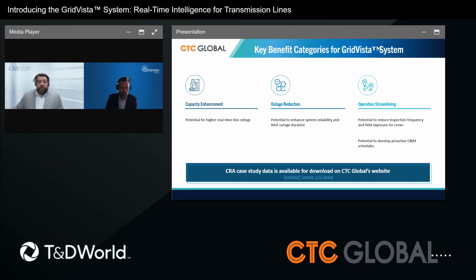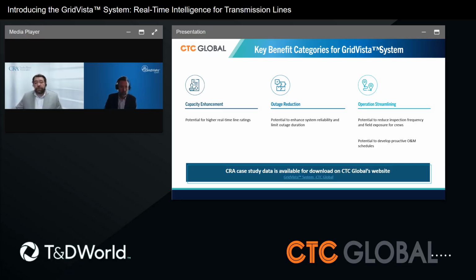So, moving into those 3 key areas that we were really looking at, the benefit categories. When going through the analysis, the CRA team identified the potential for significant impacts from the use of GridVista in those 3: capacity enhancement, outage reduction, and operation streamlining. With capacity enhancement, the potential for higher real-time line ratings is a big game changer. Outage reduction also has a potential to enhance system reliability and limit the outage duration.